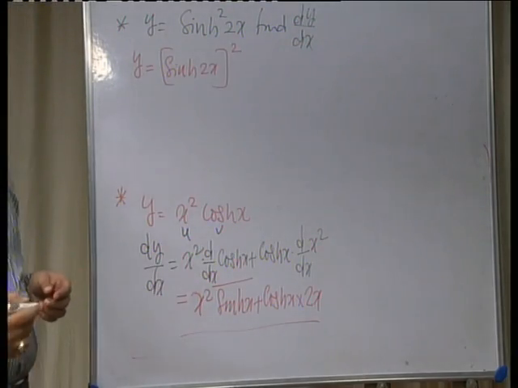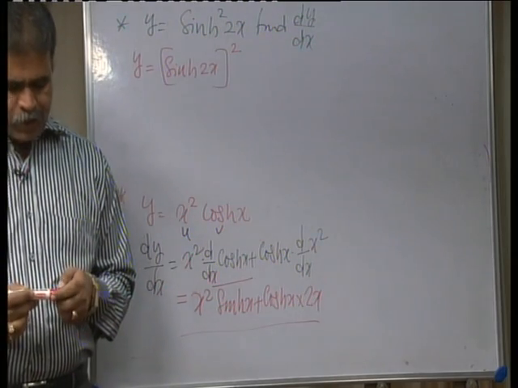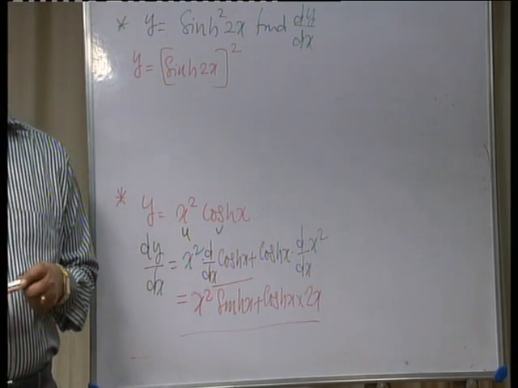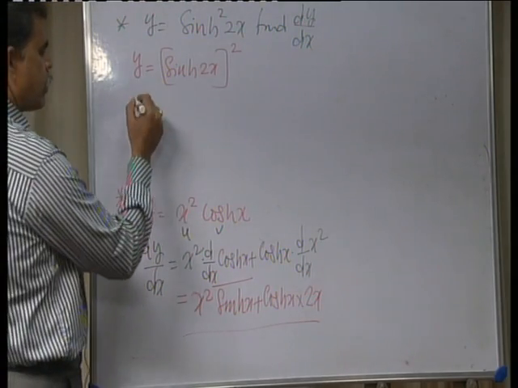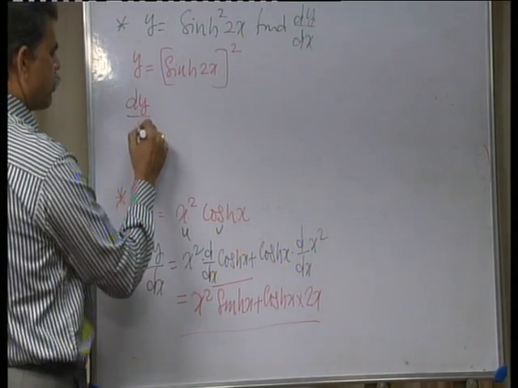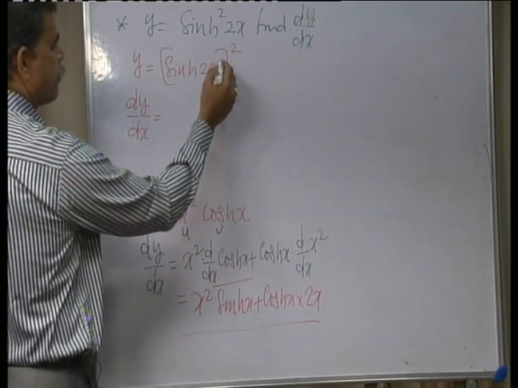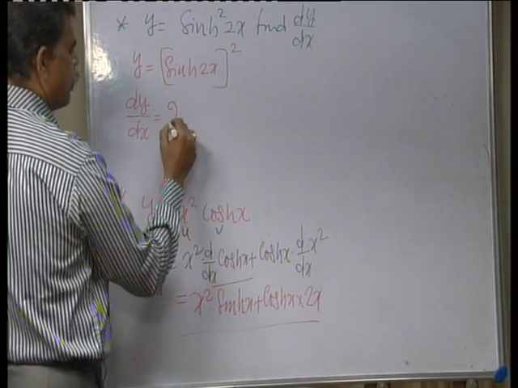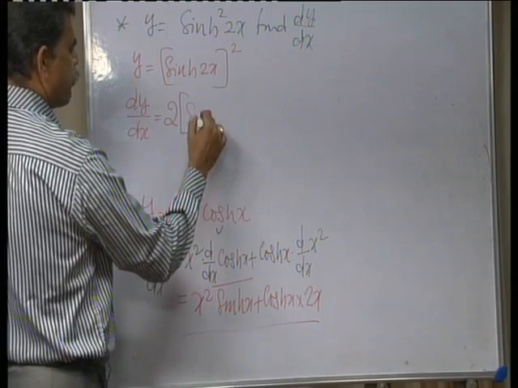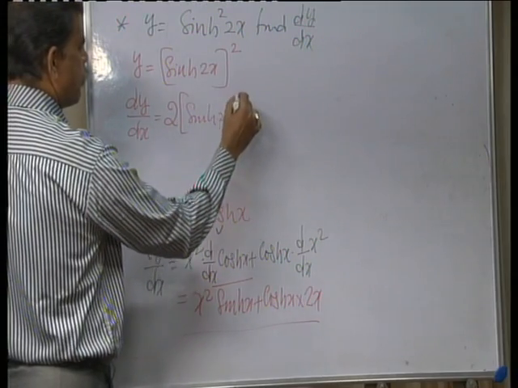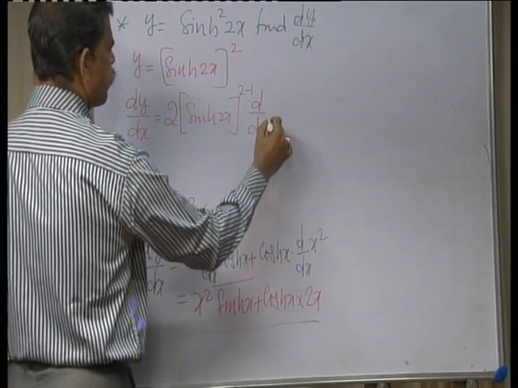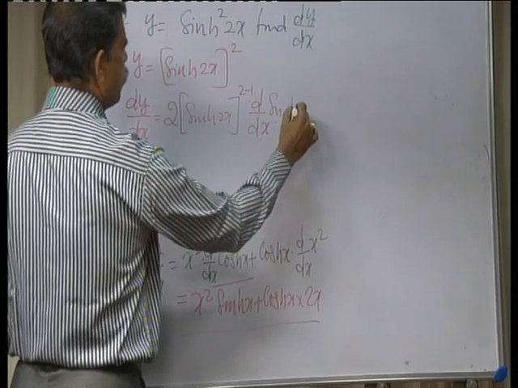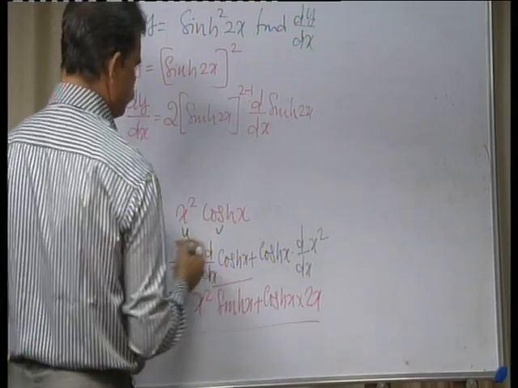How is it to be considered? It is to be considered as function to the power of n. We have to use the chain rule. Differentiate this: dy by dx is equal to differentiation of this function to the power of n into function to the power of n minus 1 into d by dx of the function sinh 2x.